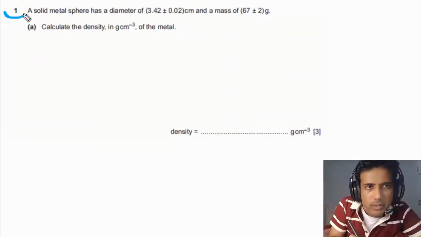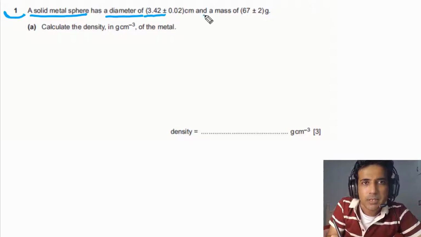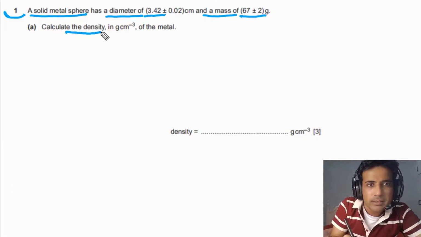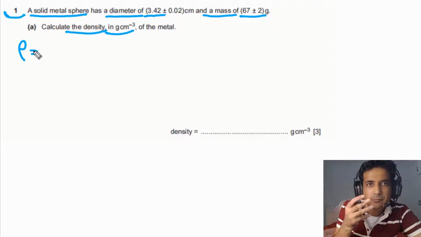For question number 1, we are given that a solid metal sphere has a diameter of 3.42 plus minus 0.02 centimeters and a mass of 67 plus minus 2 grams. We need to calculate the density of this metal, and our answer has to be in grams per centimeter cube. This is a very straightforward question, or we can say a very basic question.